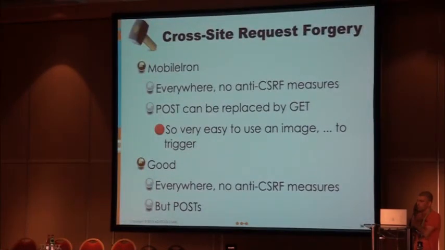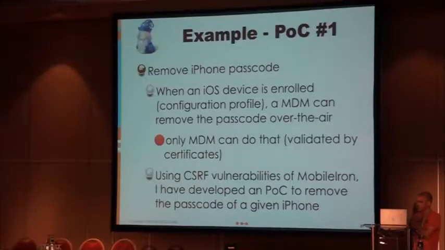The next step is to try to find cross-site request forgery, and there are cross-site request forgery mistakes everywhere, on every page. And something which is interesting for an attacker is that even if you have a POST, you can transform the POST into a GET, and it's far easier to exploit a GET. With a GET, you can just use an image, for example, and the POST is a little bit more complicated. For Good, it's not exactly the same. They have cross-site request forgery problems almost everywhere, but it's not possible to transform a POST into a GET. They verify that you are using a POST when they expect a POST. With that, we have built some proof of concept, and one example is to remove the passcode of an iPhone.